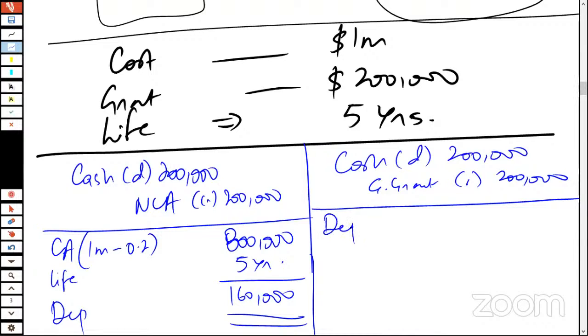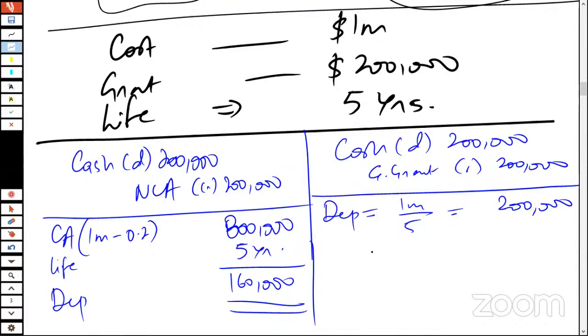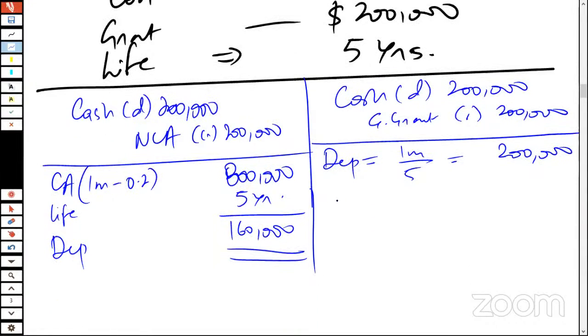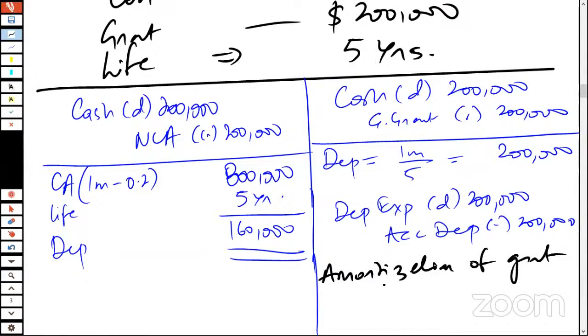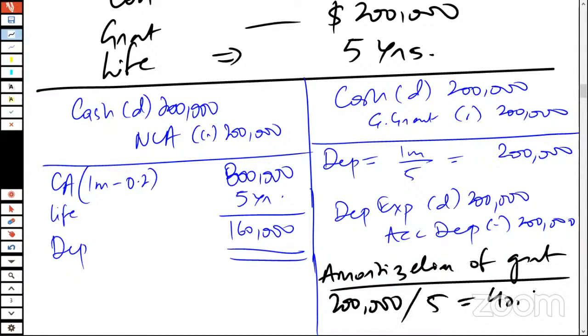The next situation is that every year there is going to be a depreciation. How much? 1 million divided by 5, which gives you 200,000 as the depreciation expense. One entry is the depreciation expense debited by 200,000 and the accumulated depreciation credited by 200,000. The second thing that is going to happen is the amortization of grant. It's 200,000 divided by 5, which gives you 40,000 every year.